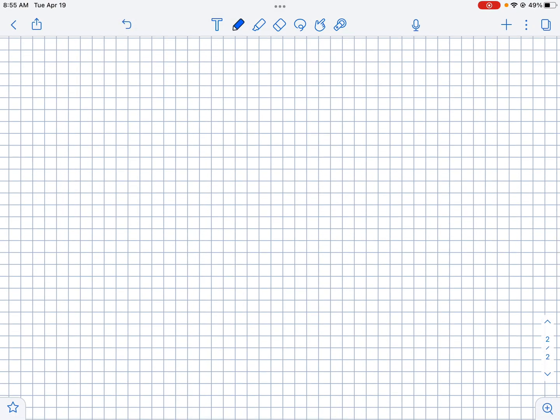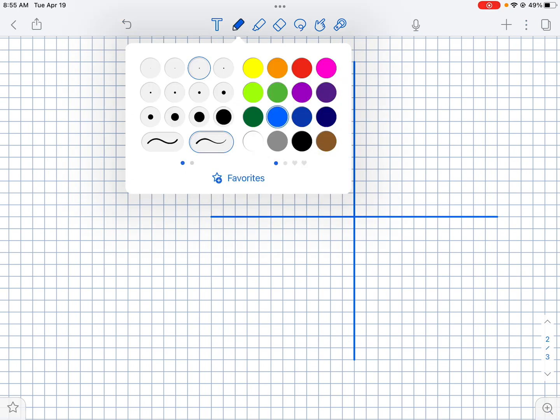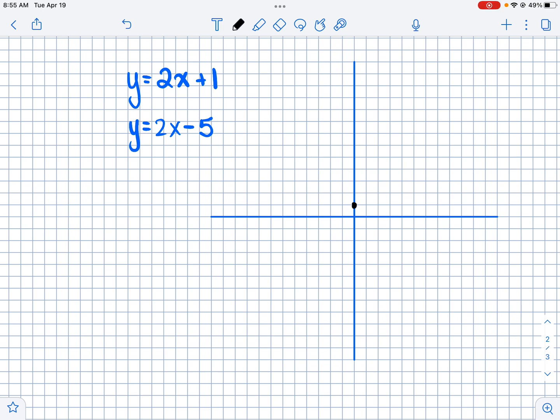And sometimes lines don't intersect, right? So let's say I have an equation like y equals 2x plus 1 and y equals 2x minus 5. Let's just say we wanted to graph those two lines. Okay, so y equals 2x plus 1. I've got a y-intercept of 1 and a slope of 2. So I'm just going to draw a rough sketch of this graph, and I'm going to attempt to draw a straight line. Pretty good. Okay, so that's y equals 2x plus 1.